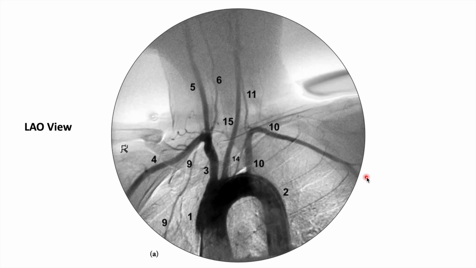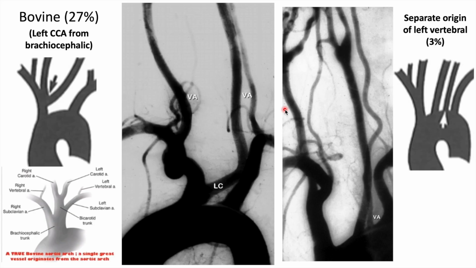So the best view to engage the neck vessels is the LAO view. Here you can see the aortic arch. This is the right brachiocephalic artery, right subclavian artery. Then you've got this right common carotid. This is the right vertebral artery. Left common carotid normally originates from the aortic arch. This is the left subclavian artery, and you can see the left vertebral artery going up. So that's the normal anatomy.